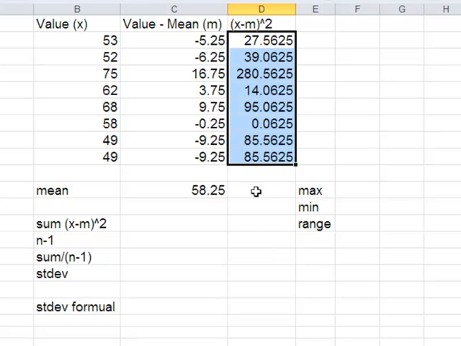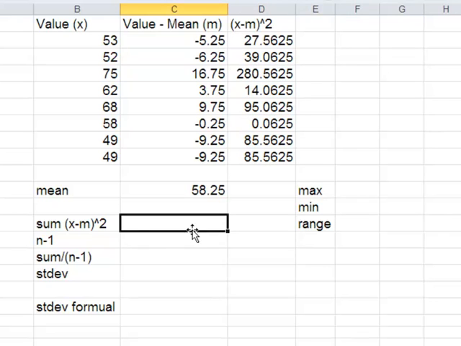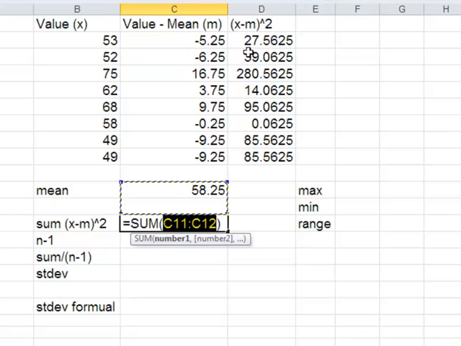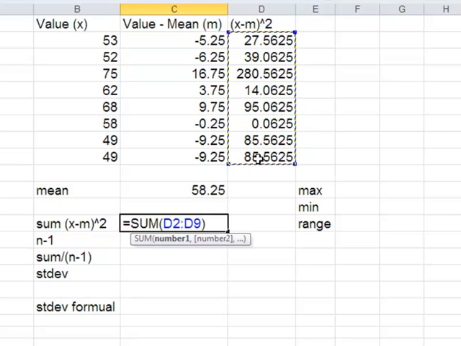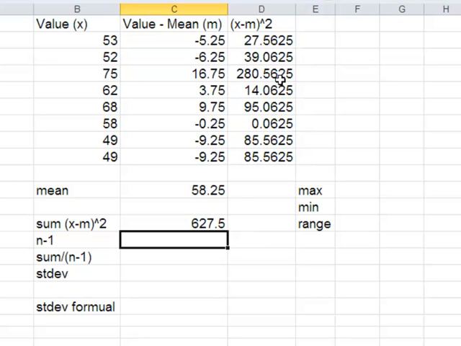So my next step, I'm going to take this column and I'm going to add them all up. Right here in my cell, I'm going to use the auto sum key and highlight those values and hit enter. So it's taken all of these values here and added them up.